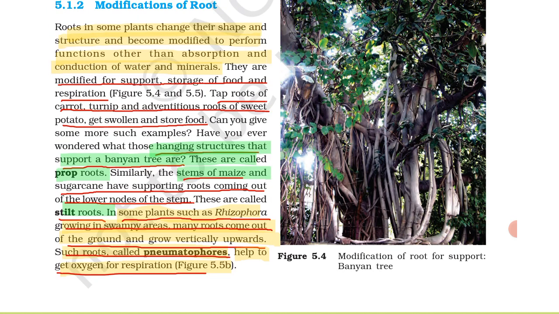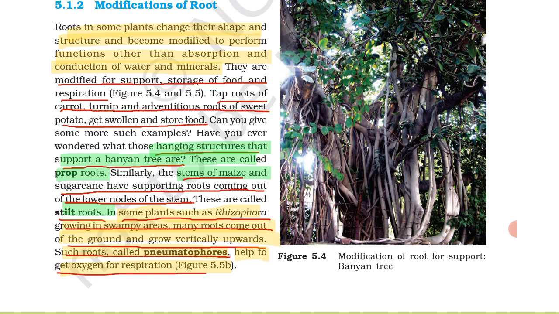Can you give some more such examples? Have you ever wondered what those hanging structures that support the banyan tree are? These are called prop roots. See in figure 5.4, you may see the hanging structures, and these hanging structures are called prop roots. Similarly, the stem of maize and sugarcane have supporting roots coming out of lower nodes of the stem. These are called stilt roots.